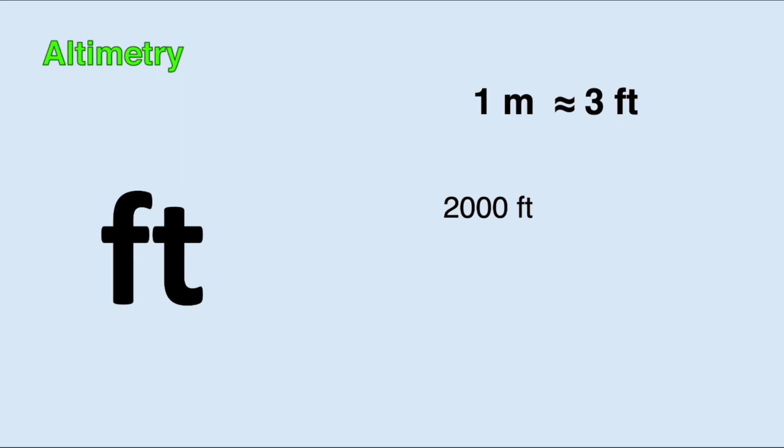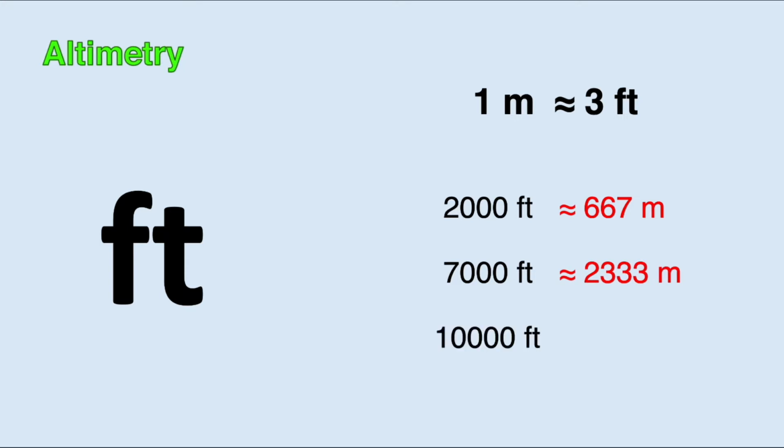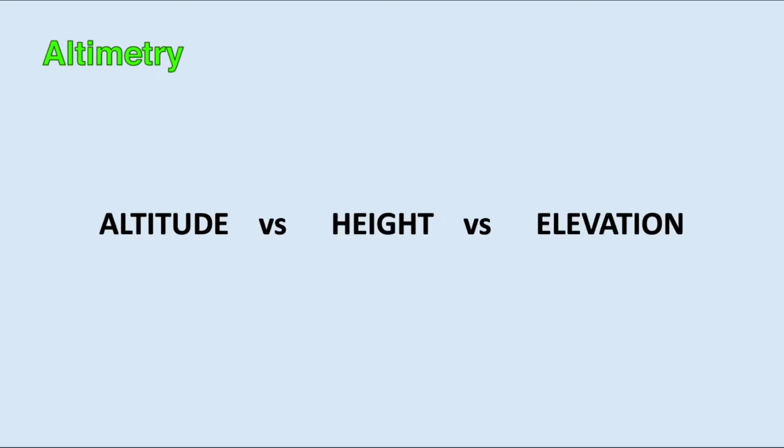So let's say that, for example, the plane is at 2,000 feet. That means that it's approximately at 667 meters. The same happens with 7,000 feet. Approximately the plane is at 2,333 meters. And the same happens with 10,000 feet. But when we're talking about vertical distance, we usually confuse the terms, because there are 3 terms that are very known in this vertical distance.